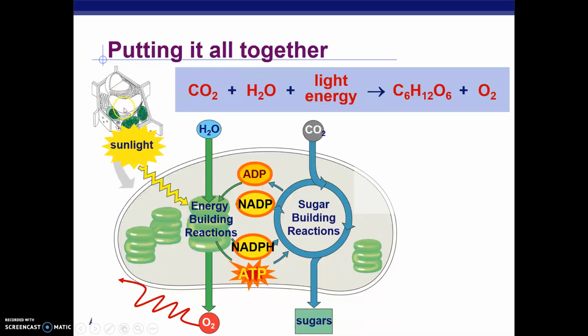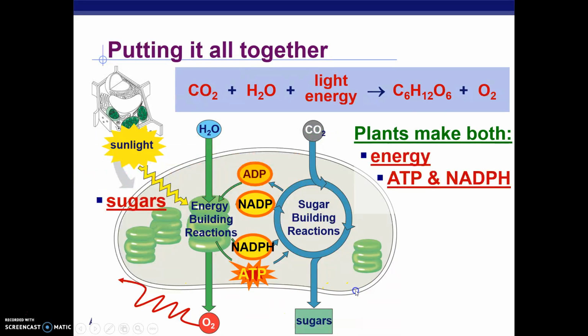Carbon dioxide and water along with an input of light energy, an endergonic process, makes 1 glucose and releases oxygen as a byproduct. So we have input of water and carbon dioxide, output of oxygen and sugars.